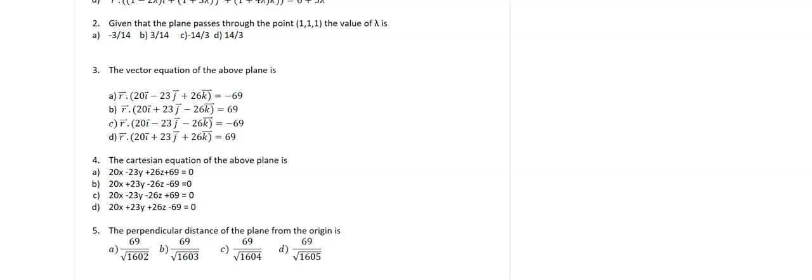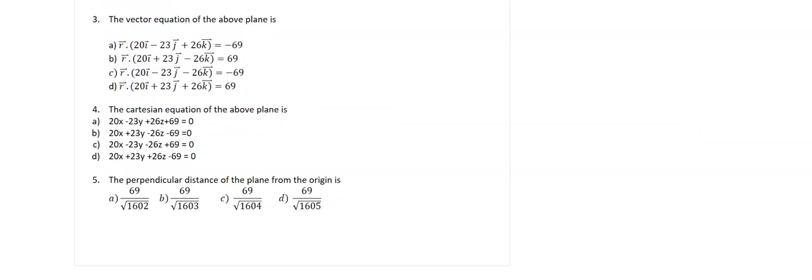Coming to the third part, the vector equation of the above plane is r vector dot (20i minus 23j plus 26k) is equal to minus 69.